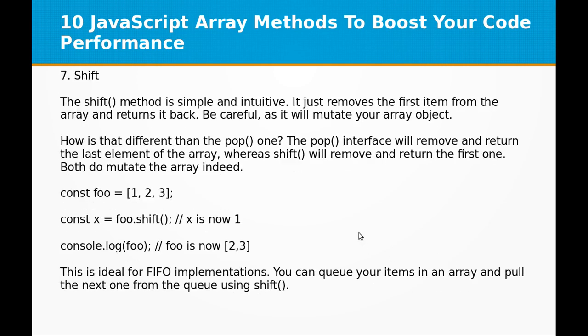The next function is the shift method. The shift method is simple and intuitive. It just removes the first item from the array and returns it back. Be careful as it will mutate your array object. How is that different than the pop one? The pop interface will remove and return the last element of the array, whereas shift will remove and return the first one. Both do mutate the array.